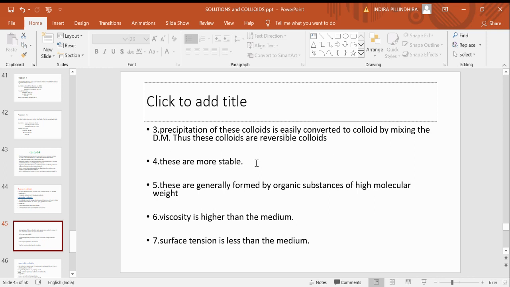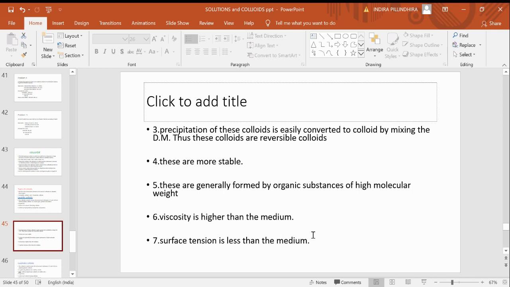They are more stable because there is a strong attraction between the two mediums, and they are generally formed by organic compounds of high molecular weight. Then the viscosity is higher than the medium, and the seventh one, the surface tension is less than the medium. So these are all the properties of the lyophilic. The lyophilic colloid is the colloid where there is a strong attraction between the DP and the DM, and we have seen its properties.